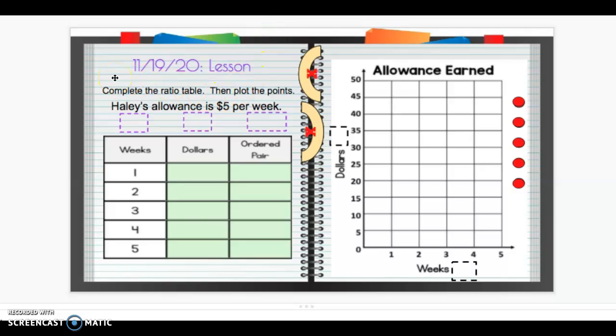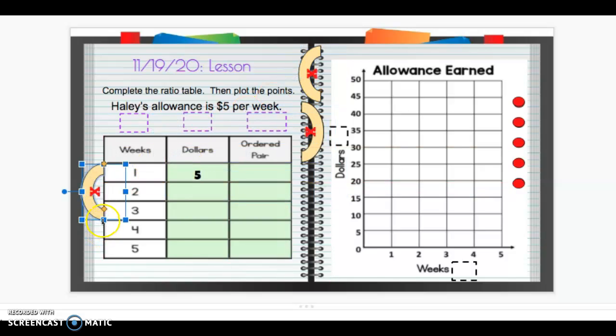All right, so for today, you need to complete the ratio table, then plot the points. So it says Haley's allowance is $5 per week. So in 1 week, she earns $5. So you have to figure out the pattern that's going on.